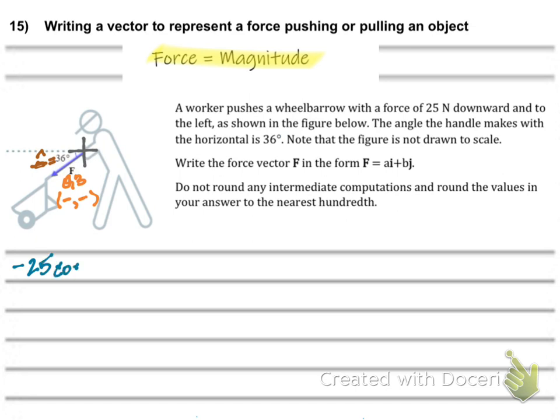Negative 25 cosine 36 I, minus 25 sine 36 J. So 25 cosine 36 is going to give me negative 20.23 I, minus 25 sine 36, 14.69 J.